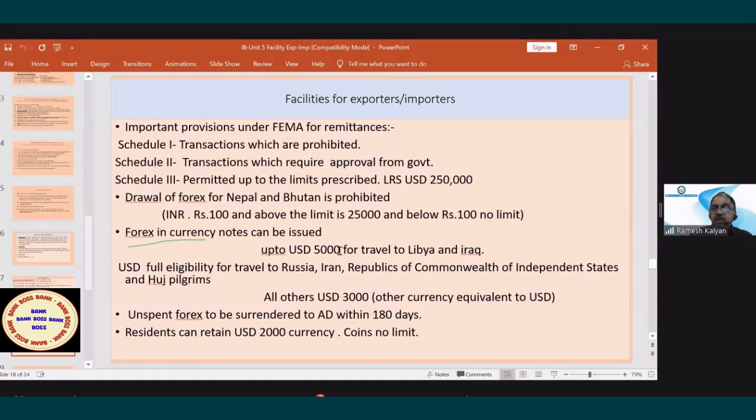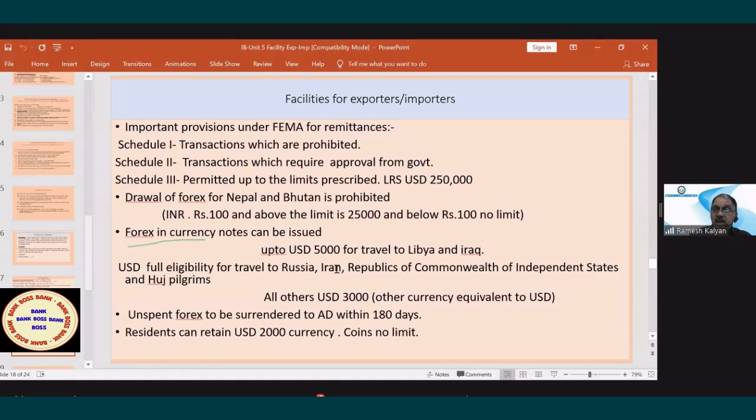Libya and Iraq up to $5,000, and if it is for Hajj pilgrims or Russia or the Commonwealth of, what is this? Russia, Iran, Hajj. There the entire limit can be given.